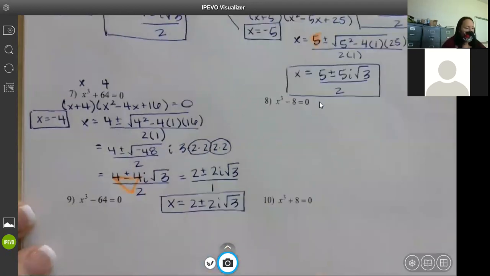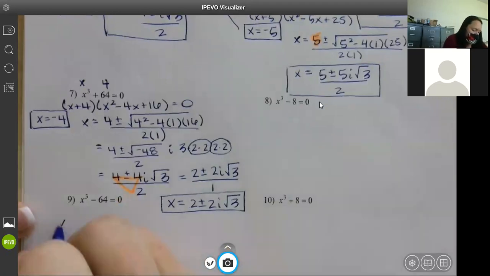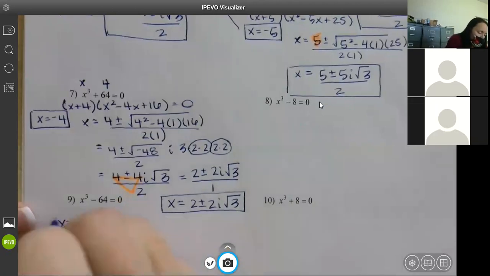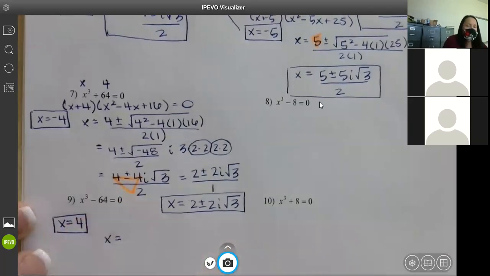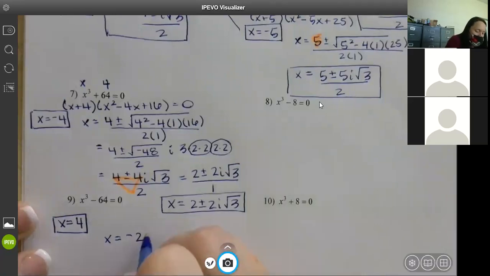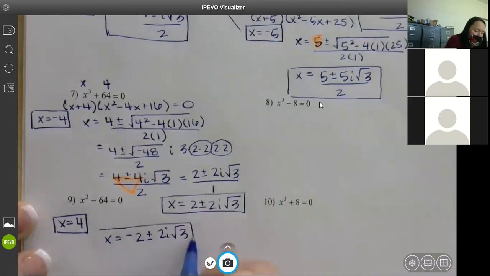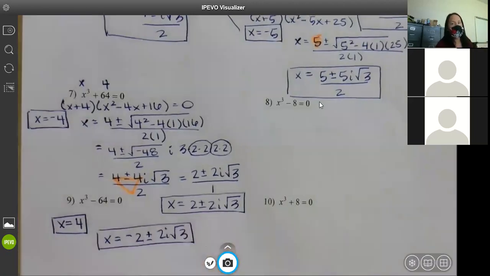So then either Zoomers or anybody in class, I only have 2 people in class, so Zoomers is probably more on you than it is on them. What are my 2 answers for number 9? Your first one is, come on guys. 4. Yeah, don't waste your homework time. It's a quick thing. Your second one's going to be what? -2 plus or minus 2i square root of 3. The only thing that changes is that front number sign. Perfect. Great job.